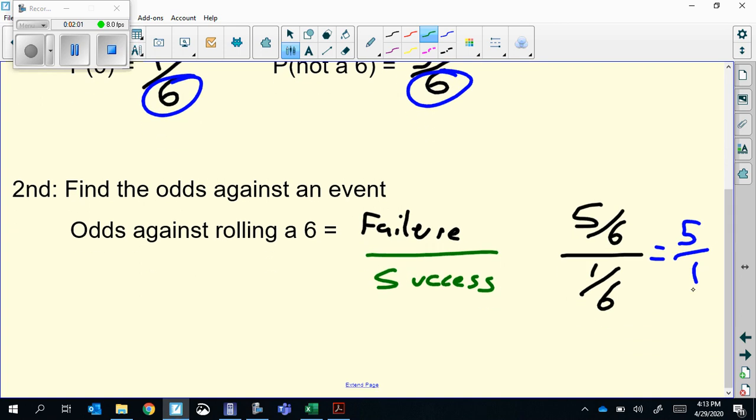Now 5 to 1, another way of writing that, sometimes you write ratios with the colon, 5 to 1, or as a fraction, 5 over 1. Either way is okay.